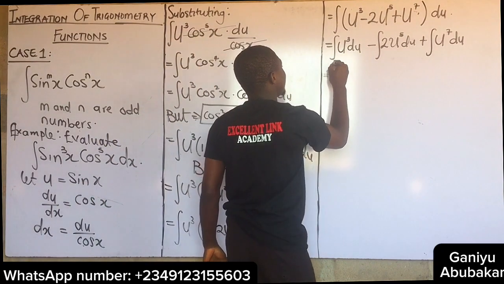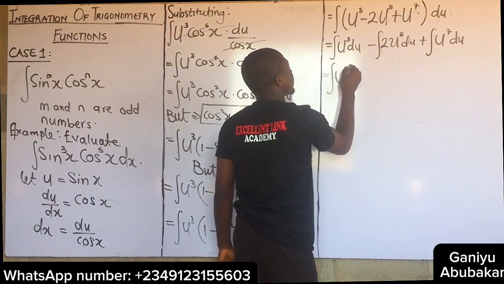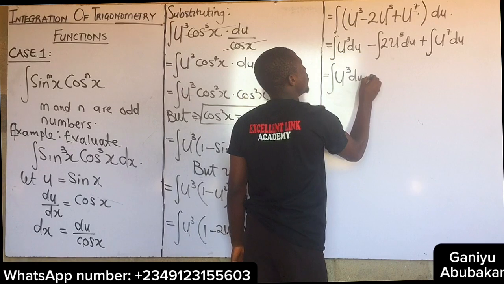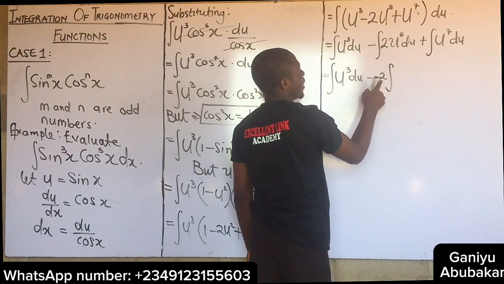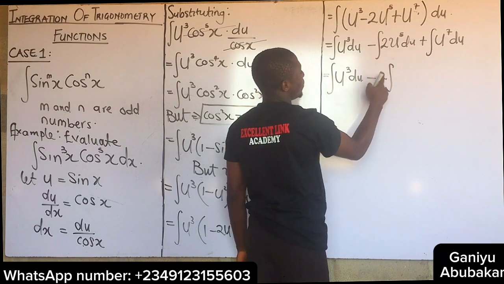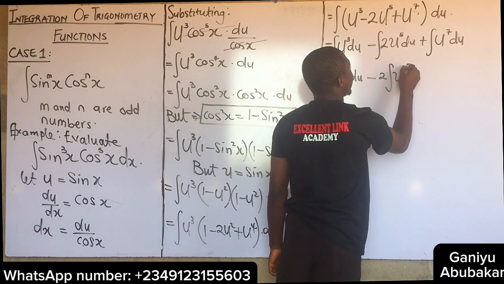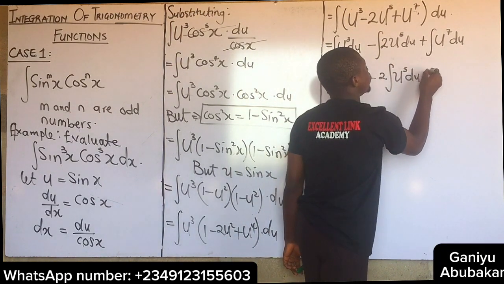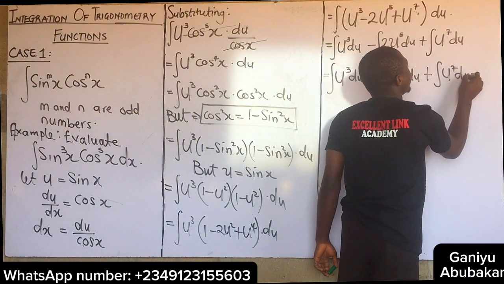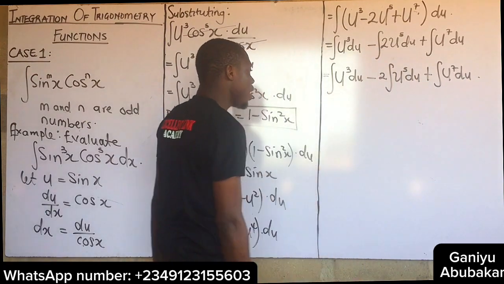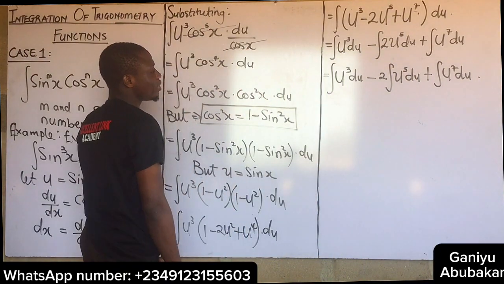It means that we're having the integral of u to power 3 du minus 2, which is a constant term outside the integral sign. Left with what? The integral of u to power 5 du plus the integral of u to power 7 du. At this point, what next task?